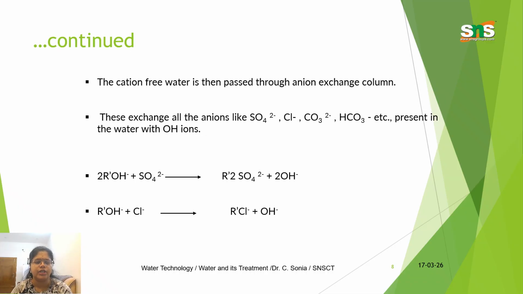So the cation-free water is then passed through the anion exchanger column. These exchange all the anions, sulfate, chloride, carbonate, bicarbonate, etc., present in the water with the OH minus ion, as shown in the equation.